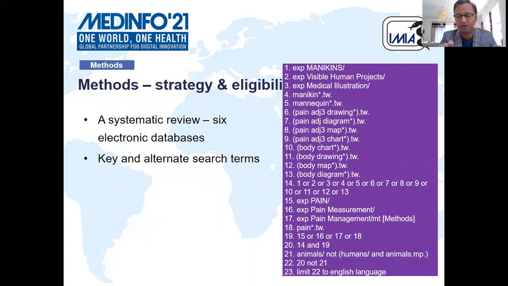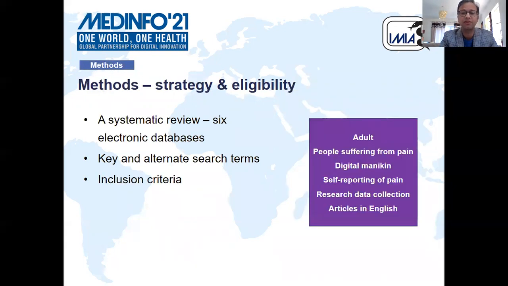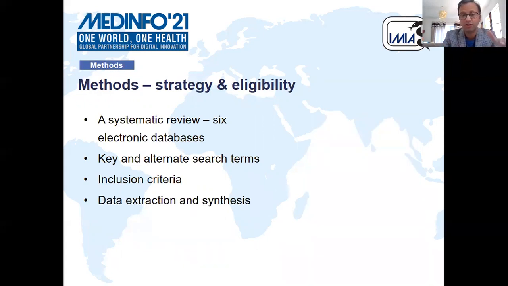This is a sample search strategy for Medline. The studies we were looking for were those with adult participants suffering from pain, where a digital mannequin was used for reporting the pain, and it was self-reporting of pain. It means the person suffering from chronic pain is reporting pain, not someone on their behalf. And also where the mannequin is used for research data collection. We looked for articles where full text was available in English language.